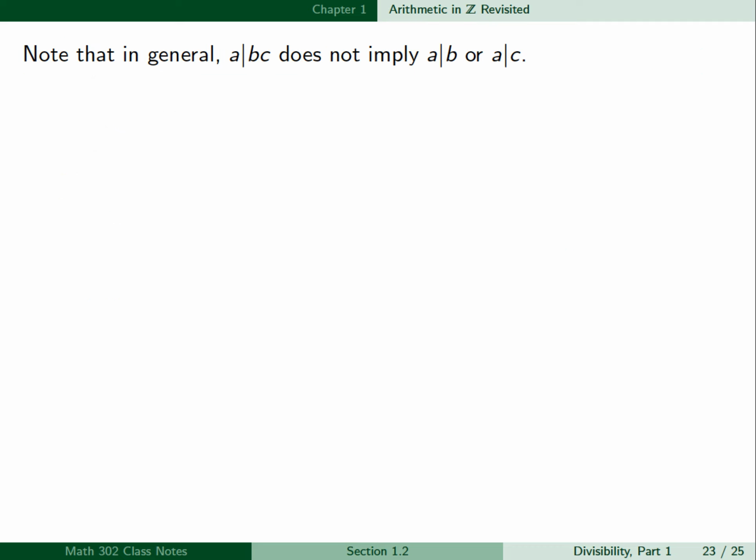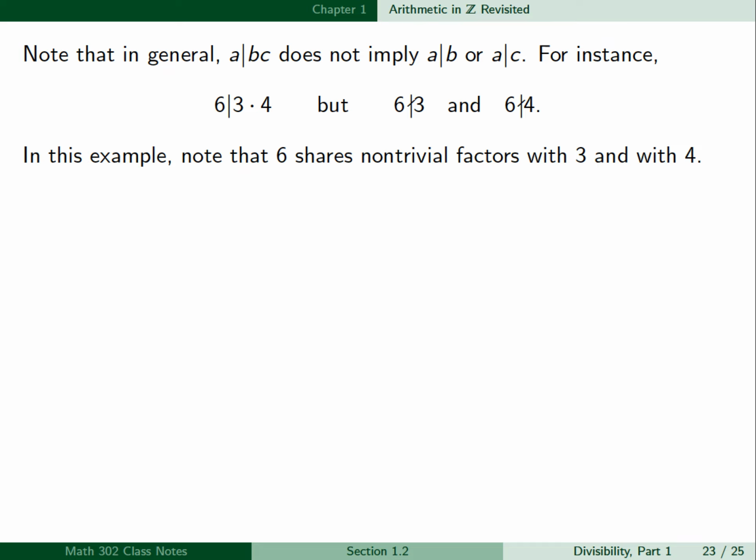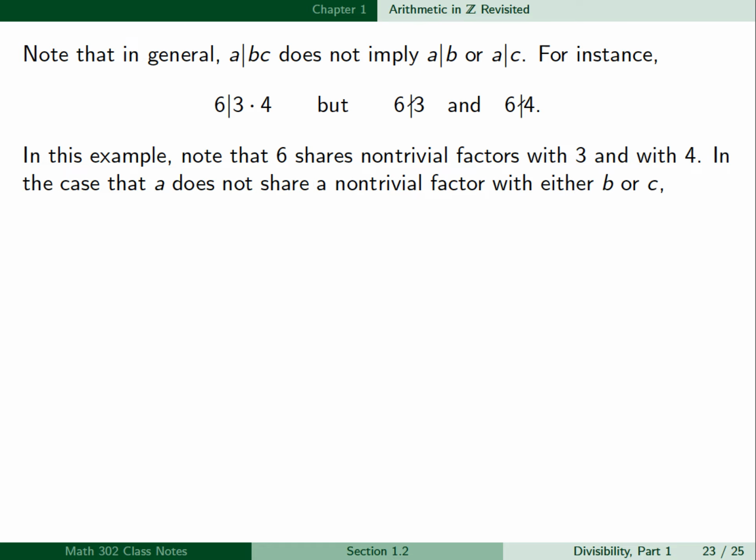Now note that in general, a divides bc does not imply a divides b or a divides c. So if a divides a product of two integers, it doesn't necessarily divide one or the other of the two integers. For instance, 6 divides 3 times 4, which is 12, but 6 does not divide 3, and 6 does not divide 4. In this example, note that 6 shares non-trivial factors with 3 and with 4. Now, in the case that a does not share a non-trivial factor with either b or c, then a does divide the other, as stated in the next theorem.